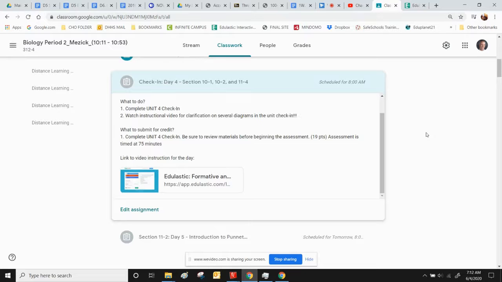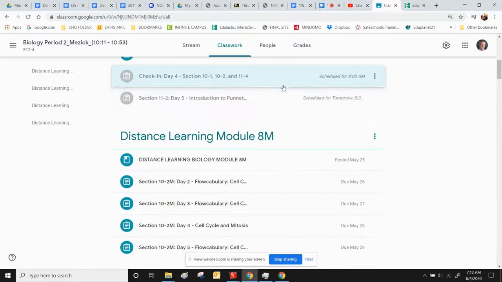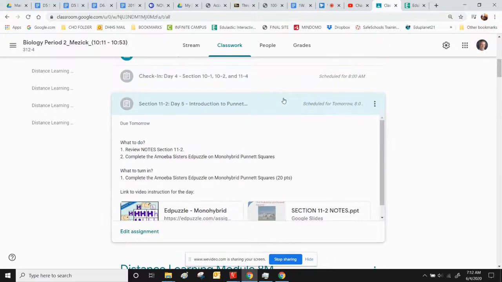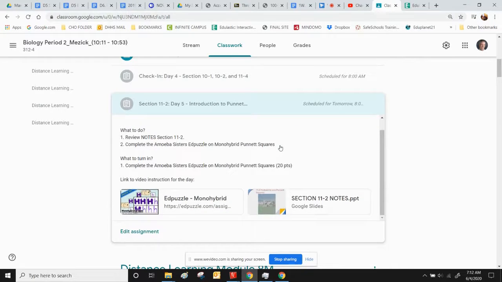If there are any questions, please reach out. It is 19 points, so there are 19 questions. I did allocate 75 minutes. Of course, if you go back to weeks 7 and 8, that'll give you the materials that you should be using as a reference to help you with this unit check-in. And moving into tomorrow, just so everyone's aware, we'll be working on Punnett squares.